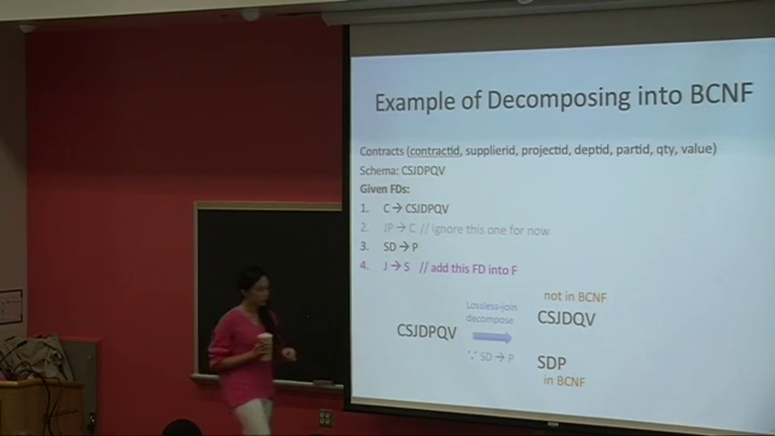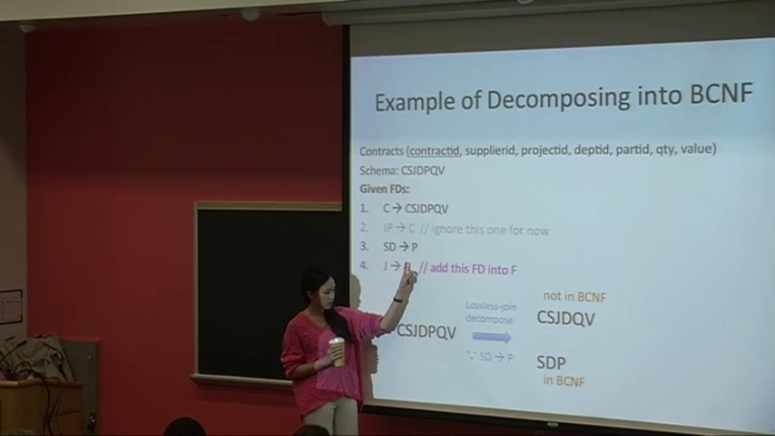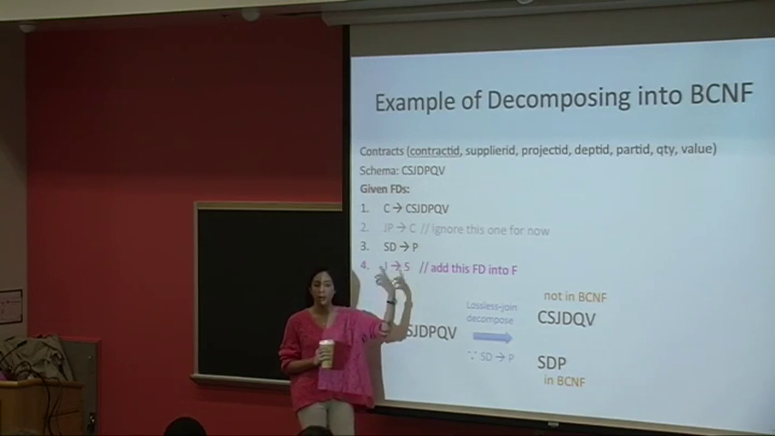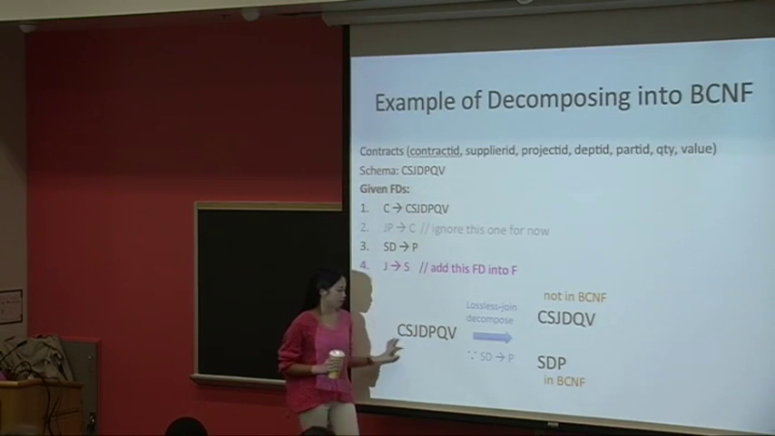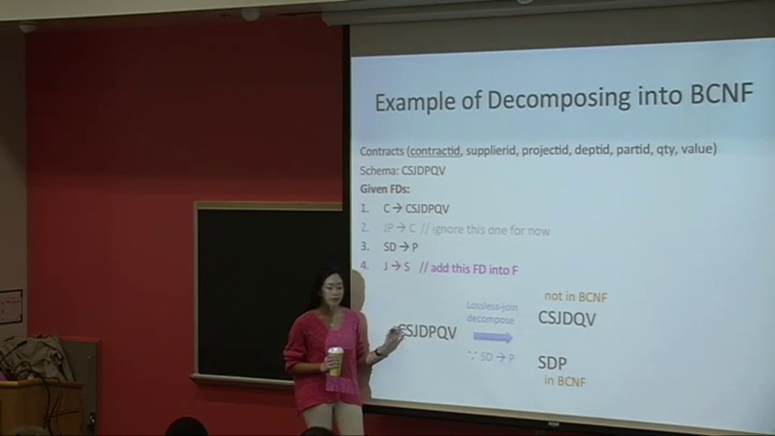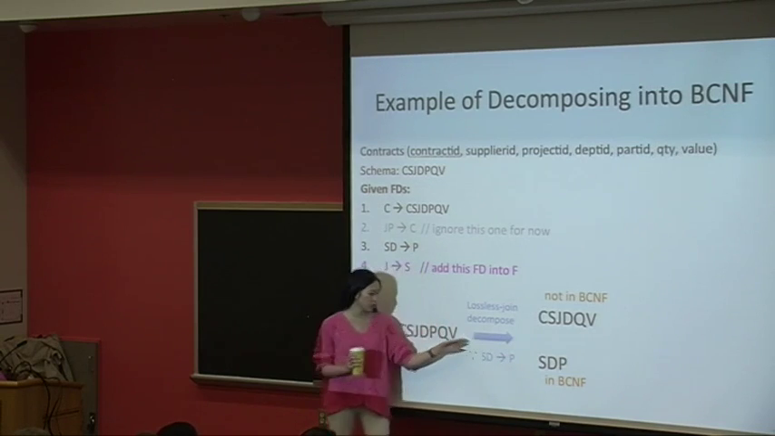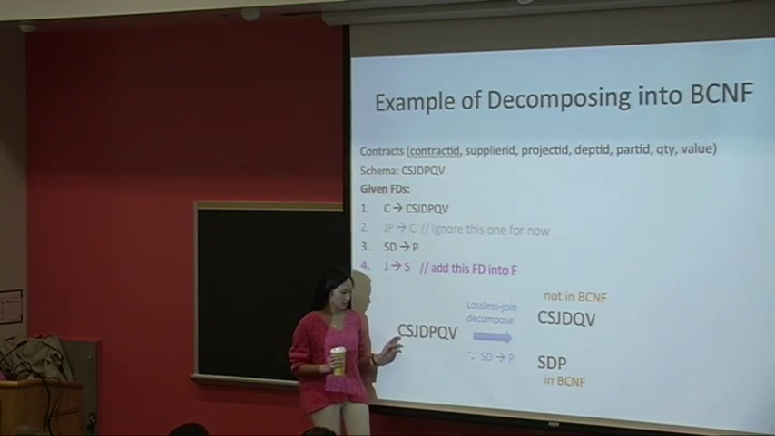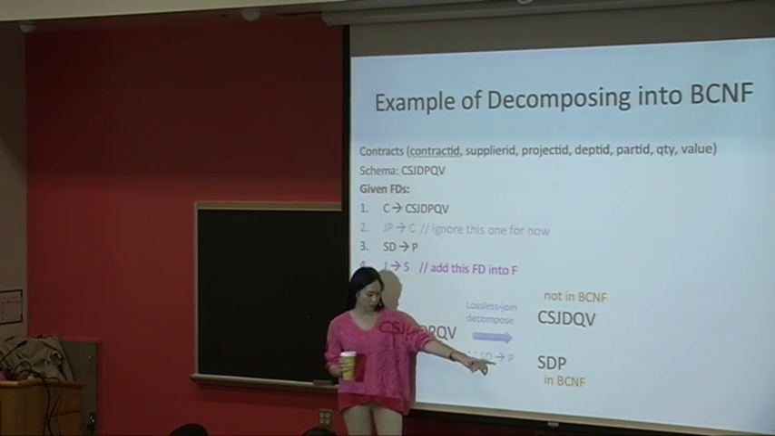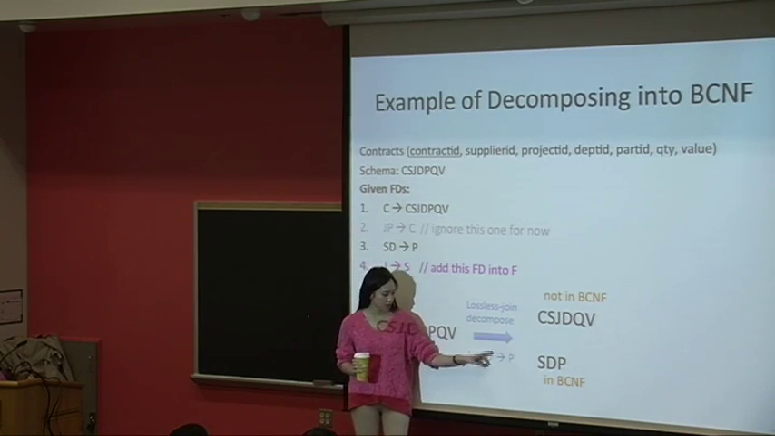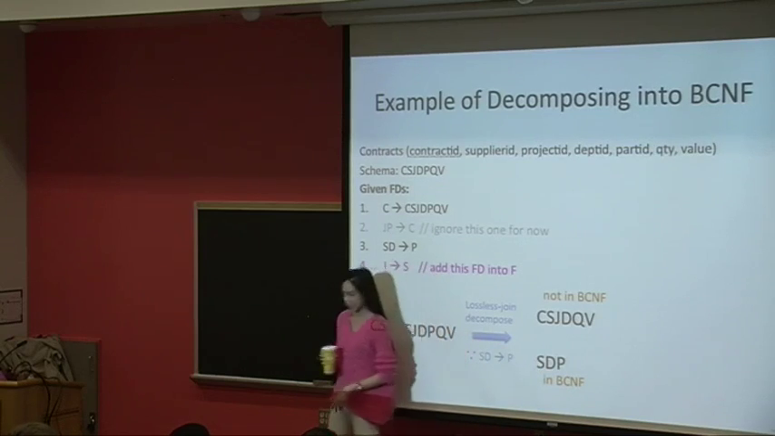Here I forgot to mention, here we decompose it because of SD determining P. If you recall the earlier algorithm, when we try to decompose it into Boyce-Codd normal form, we say we have the whole R decomposed into R minus A and XA. So right here the A is P. If we have R minus A, then that's the whole thing minus P. That's why we get that. And the second part we want to decompose is XA, so it's just X taking union with A. That's SDP. Okay, that's how it comes from.